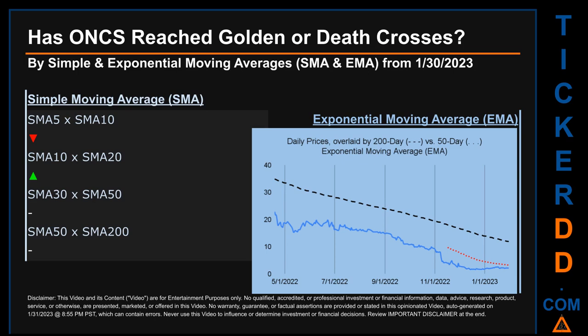Continuing with SMA, we looked across the 5 to 10, the 10 to 20, and the 30 to 50-day ranges to see if golden and death crosses had been reached. We found golden cross signal for the 10 to 20. We found death cross signal for the 5 to 10. We could not find neither golden cross nor death cross signal for the 30 to 50, the 50 to 200.